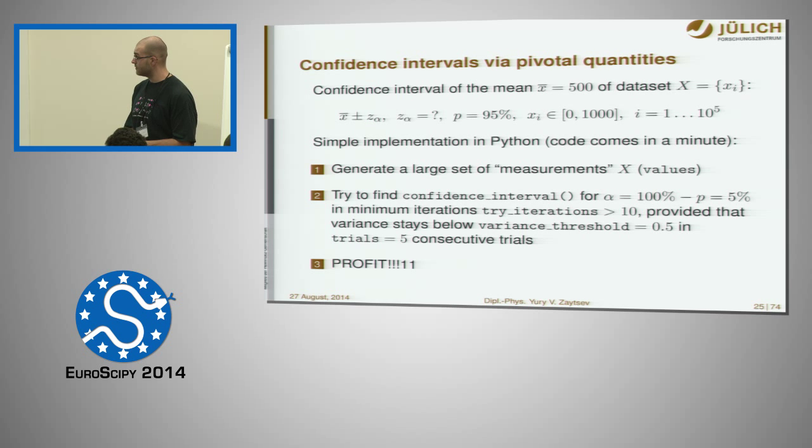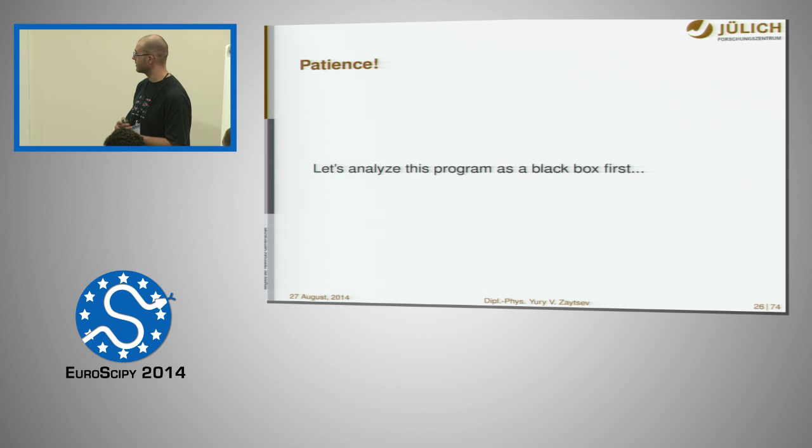So one simple implementation in Python would be to first generate a large set of fake measurements, or X values. Then you try to find the confidence interval, whatever this function does, for the probability of 95%. And you'd like, hopefully, to do this in minimum iterations. You increase the number of iterations if the variance is above the threshold in several consecutive trials. Otherwise, you just accept one of the confidence intervals that you have computed. And then you profit from your work.